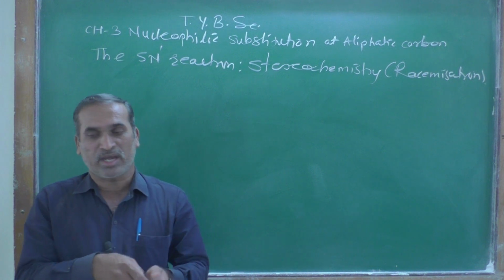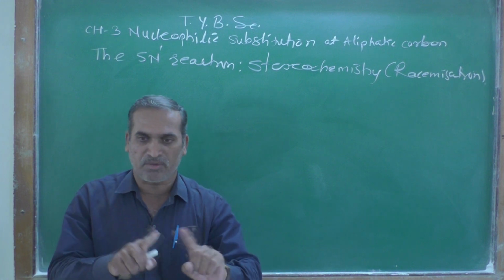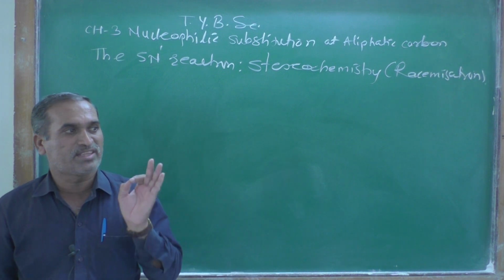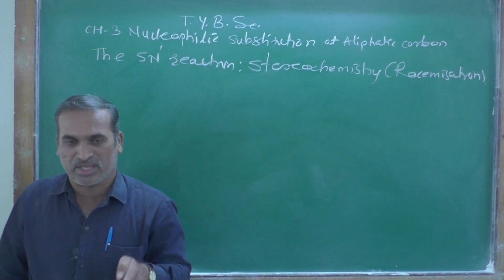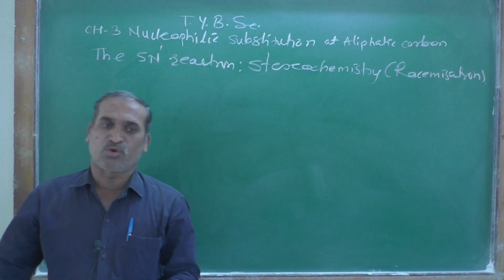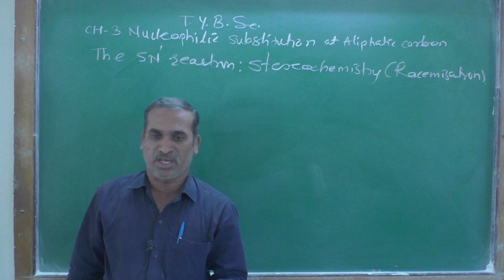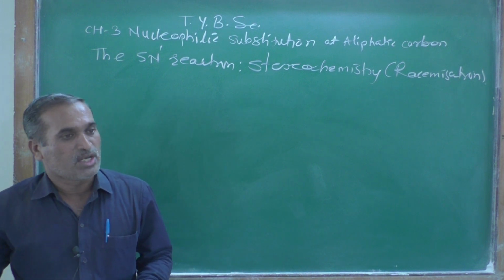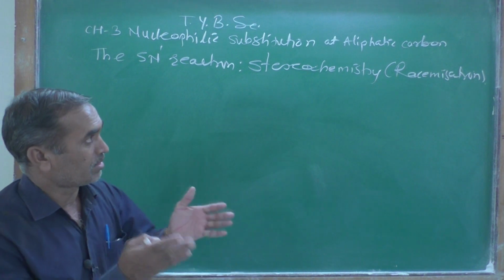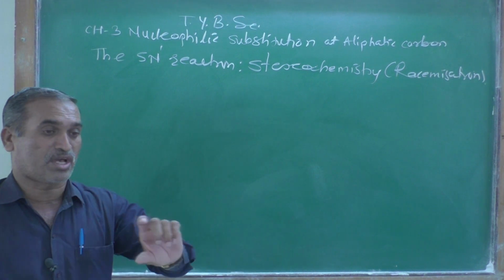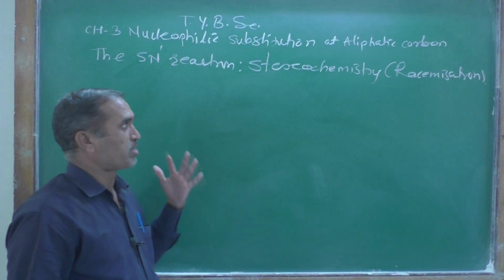Enantiomers, as we know, have everything the same: the chemical properties as well as the physical properties of the enantiomers are the same, only they differ in their rotation. One rotates the plane of polarization to the right hand side, another rotates the plane of polarization to the left hand side, meaning one is dextrorotatory and another is levorotatory. That type of optical rotation they show, and that type of stereoisomer is known as enantiomers.